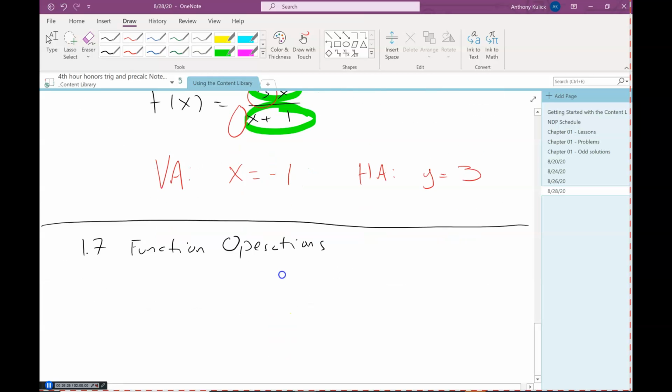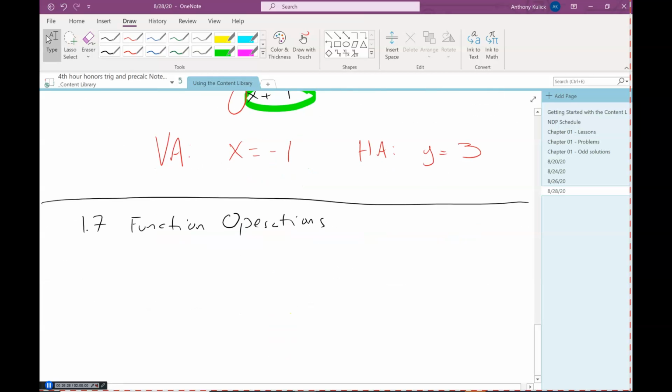Okay. The next section, 1.7, will be the last section we cover today, by the way. It's kind of long, and if I don't actually end up finishing it, that's okay. But even if I do finish, this is where I stop, at the end of this section, one way or the other. Okay? All right. So we're going to start by just reviewing a couple of the fundamental operations on two functions.